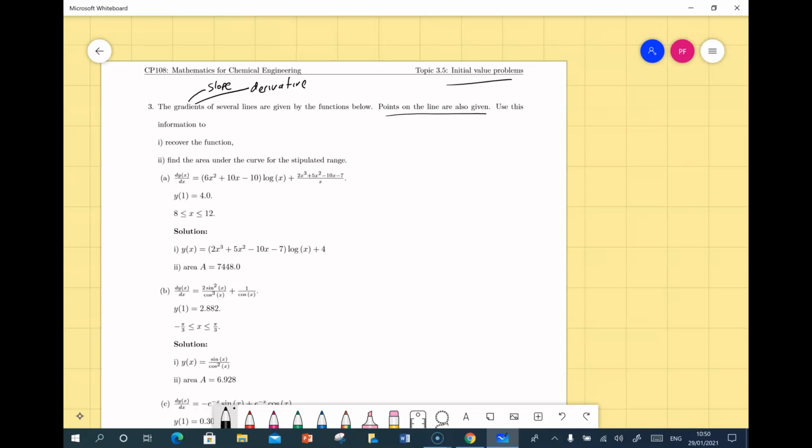Points on the lines are also given, okay? These are the values that we're able to sub in afterwards. Use this information to first recover the function. That means undo the derivative, and you undo a derivative by integrating it. Secondly, find the area under the curve for the stipulated range. We'll talk about that in a second. So let's start with our derivative.